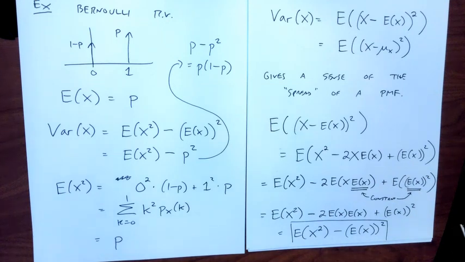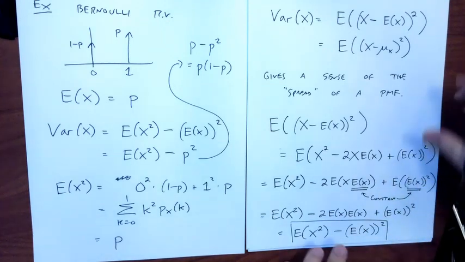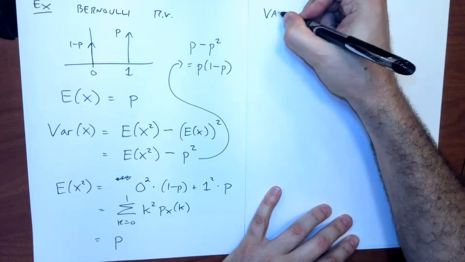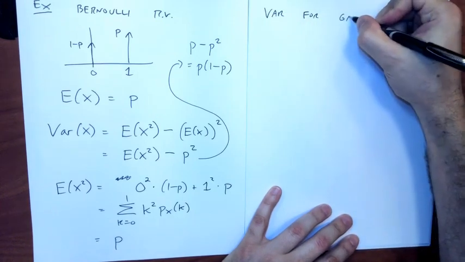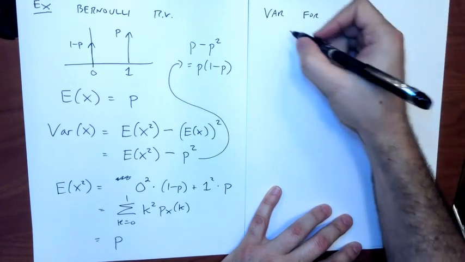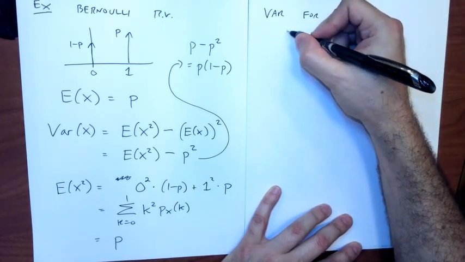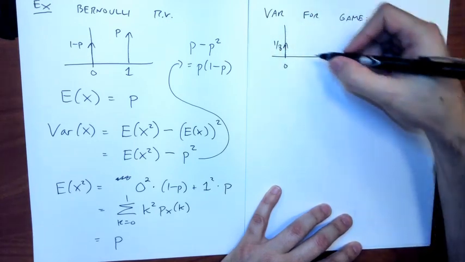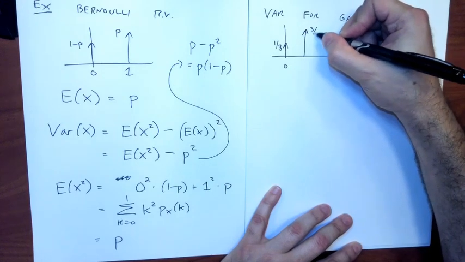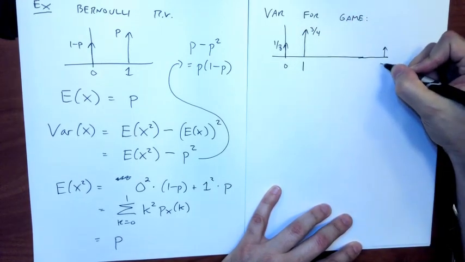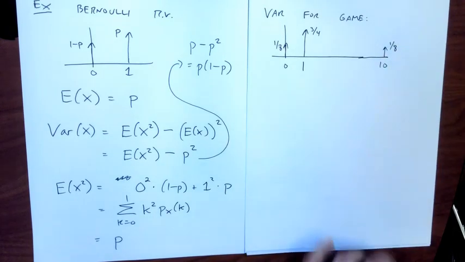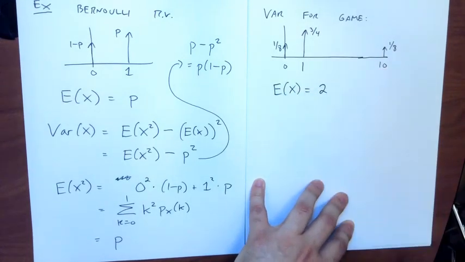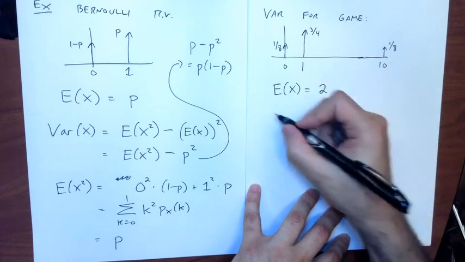Let me do another example where I use some real numbers to make this a little more concrete. So let's go back to the variance for the game that we were playing before. There I had a PMF that was 1/8 that I would give you $0, 3/4 that I would give you $1, and 1/8 that I would give you $10. That's what we boiled it down to. We talked about before the expected value of playing this game was $2. What is the variance of this random variable?